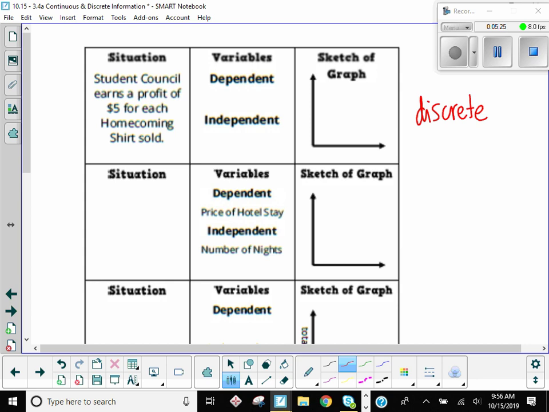What depends on what? There's two things going on here. There's the profit and the number of shirts sold. The profit depends on the number of shirts sold. So the dependent information is the profit. I'm going to call that P. And then the independent was the number of shirts sold. I'm going to call that S.